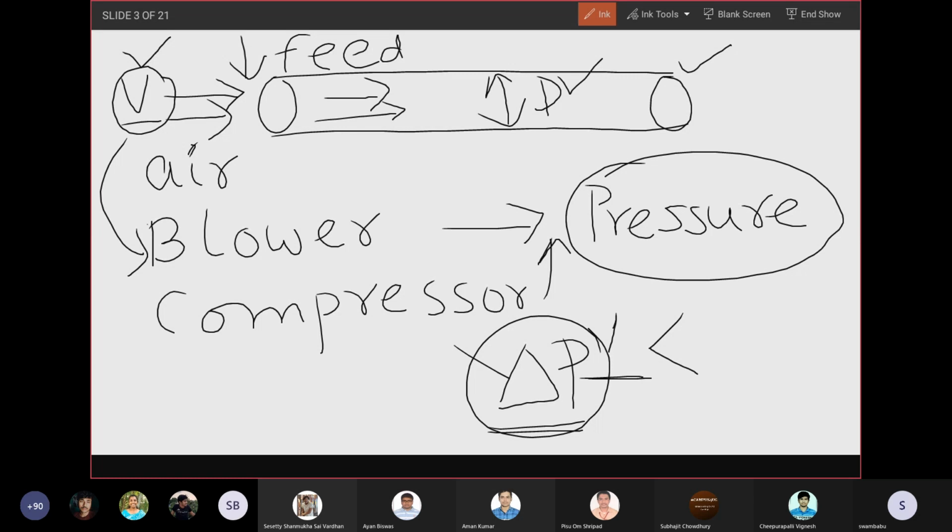What is the pipe size? What is the velocity of air? Based on the velocity of air, what is the blower capacity required? And based on the blower capacity, based on the pressure drop estimations, whether this is within the blower limits or not, we have to also determine. These are the four important parameters we need to take into consideration. Okay, so the most important things are velocity and delta P.